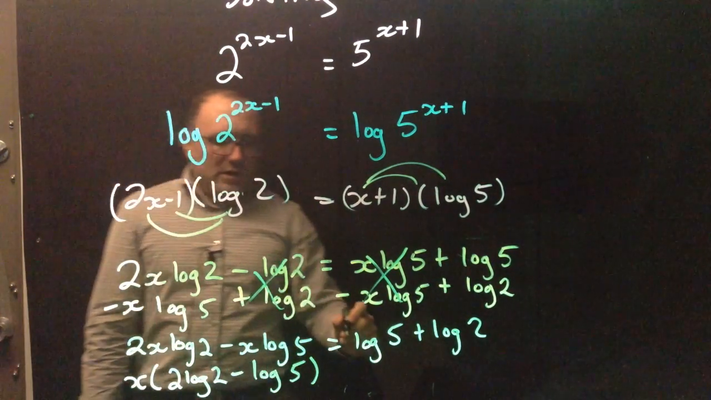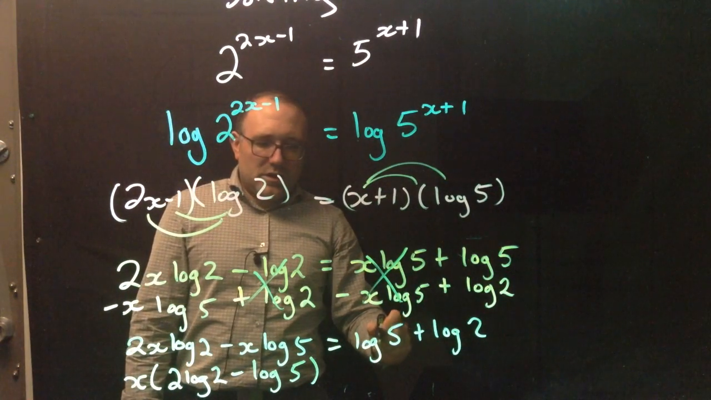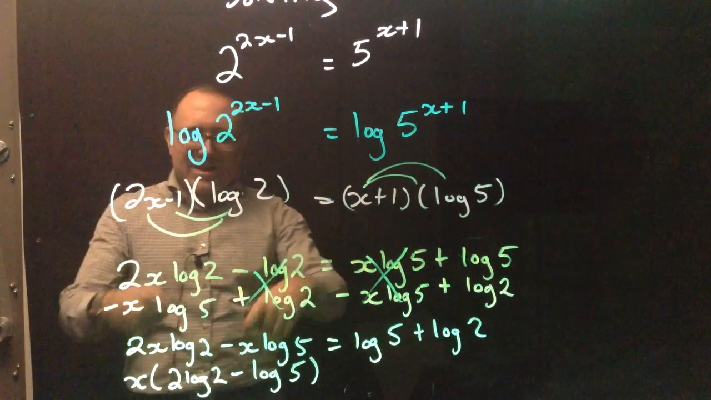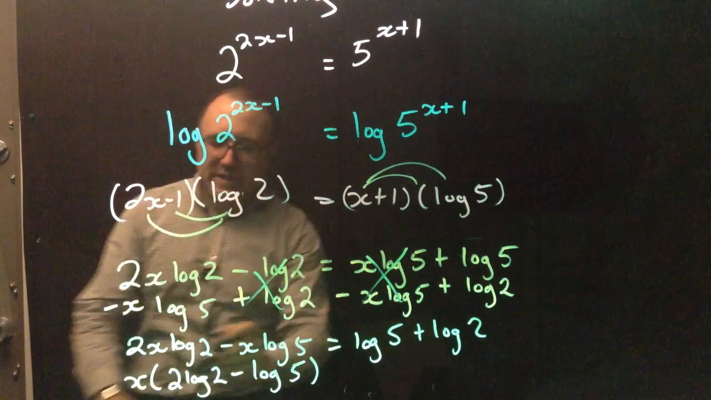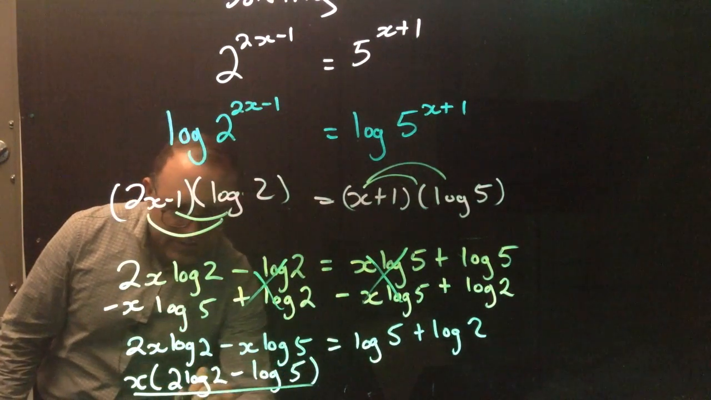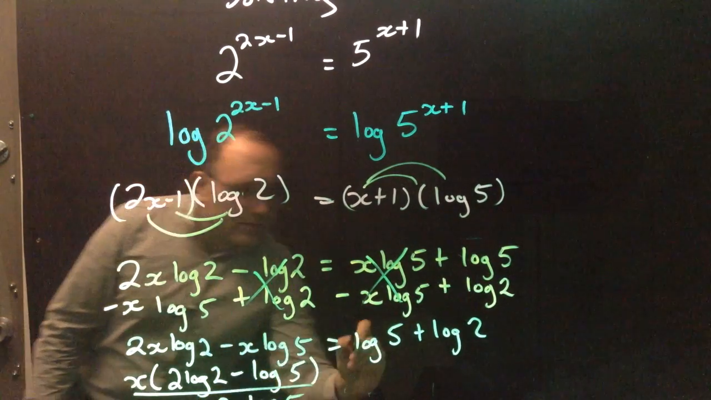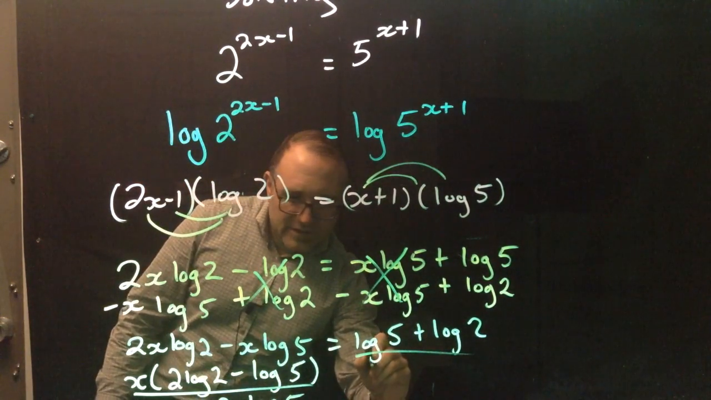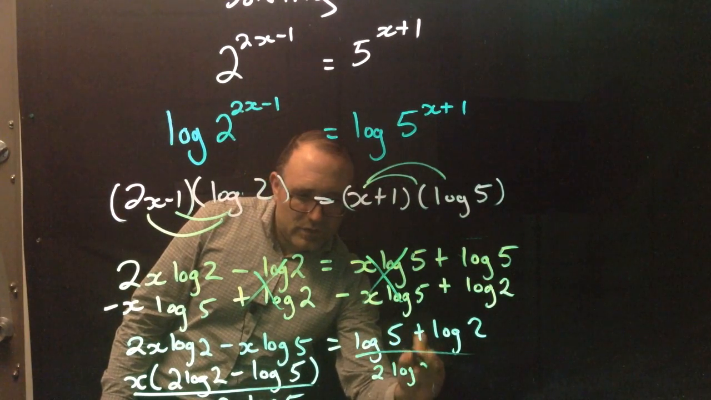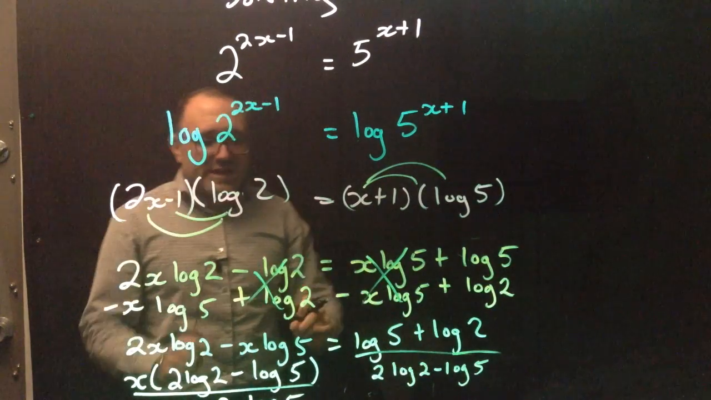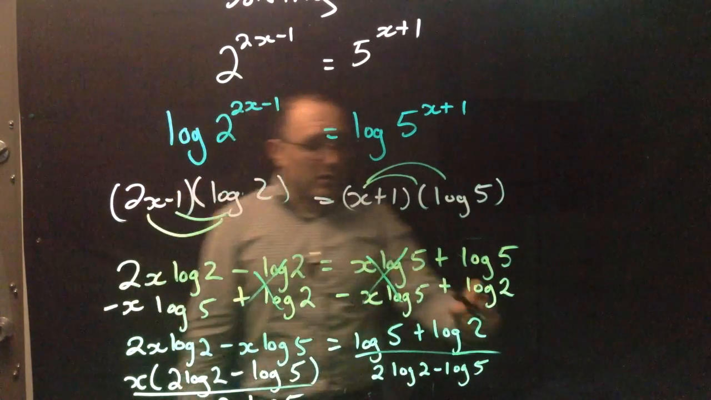Okay, as we know, to isolate the x, this is saying x times everything in the bracket, so divide on both sides by 2 log of 2 minus log of 5. Same thing on this side, and then you have 2 log of 2 minus log of 5. Okay, are we done? Well, yes, we are.